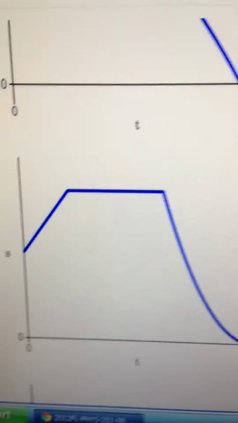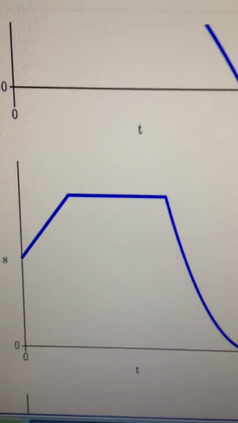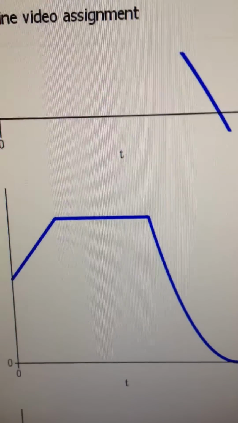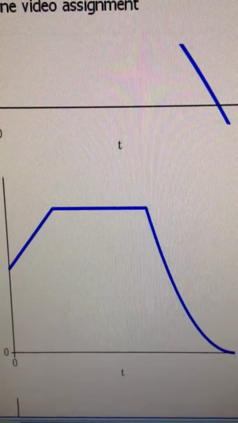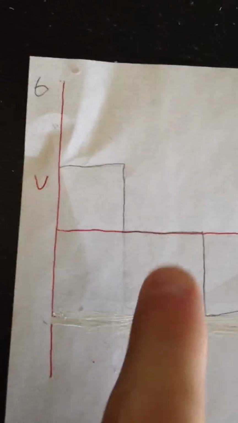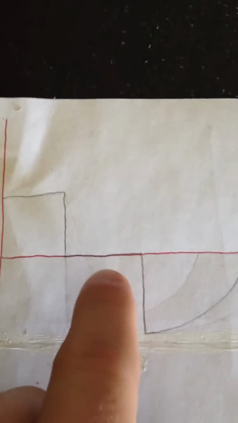Then on the distance graph, that plateau there shows that there is no velocity for that time period. So on the velocity versus time graph, we have this portion right here which shows zero velocity.